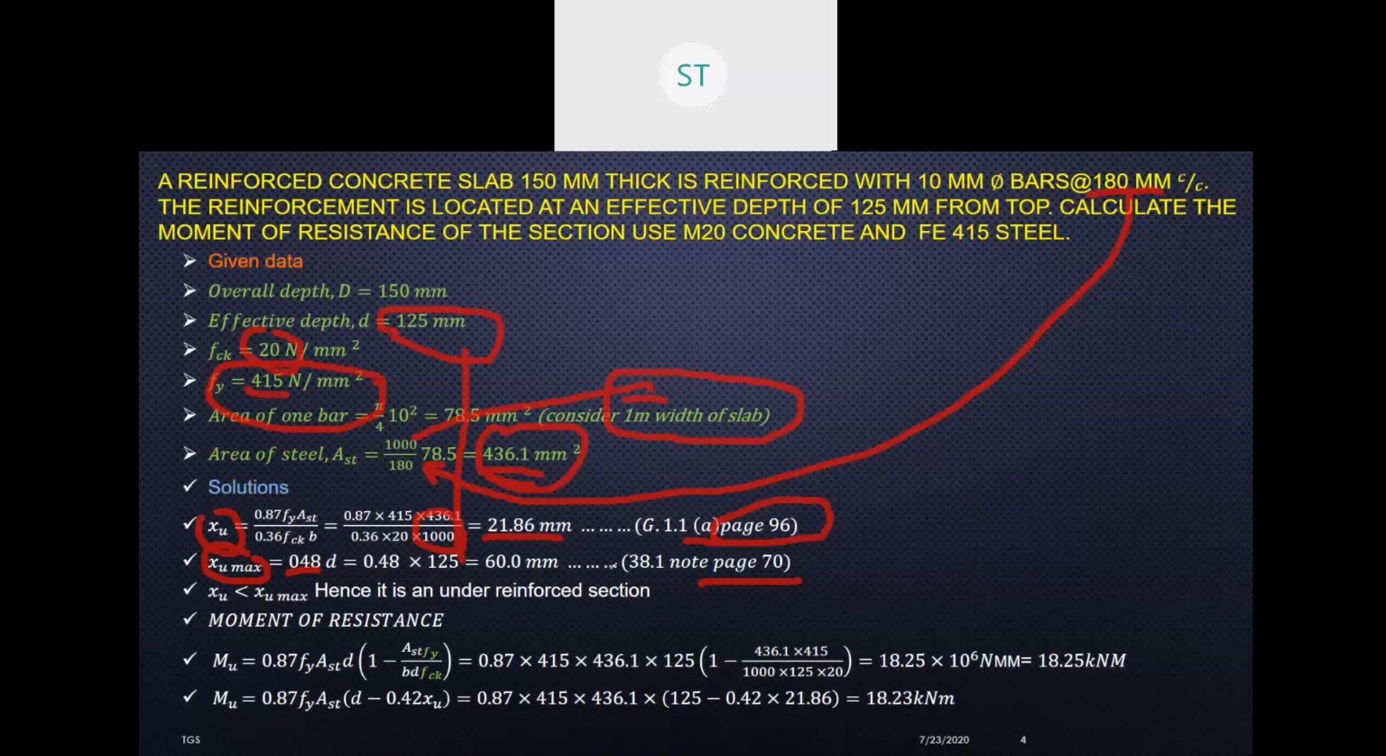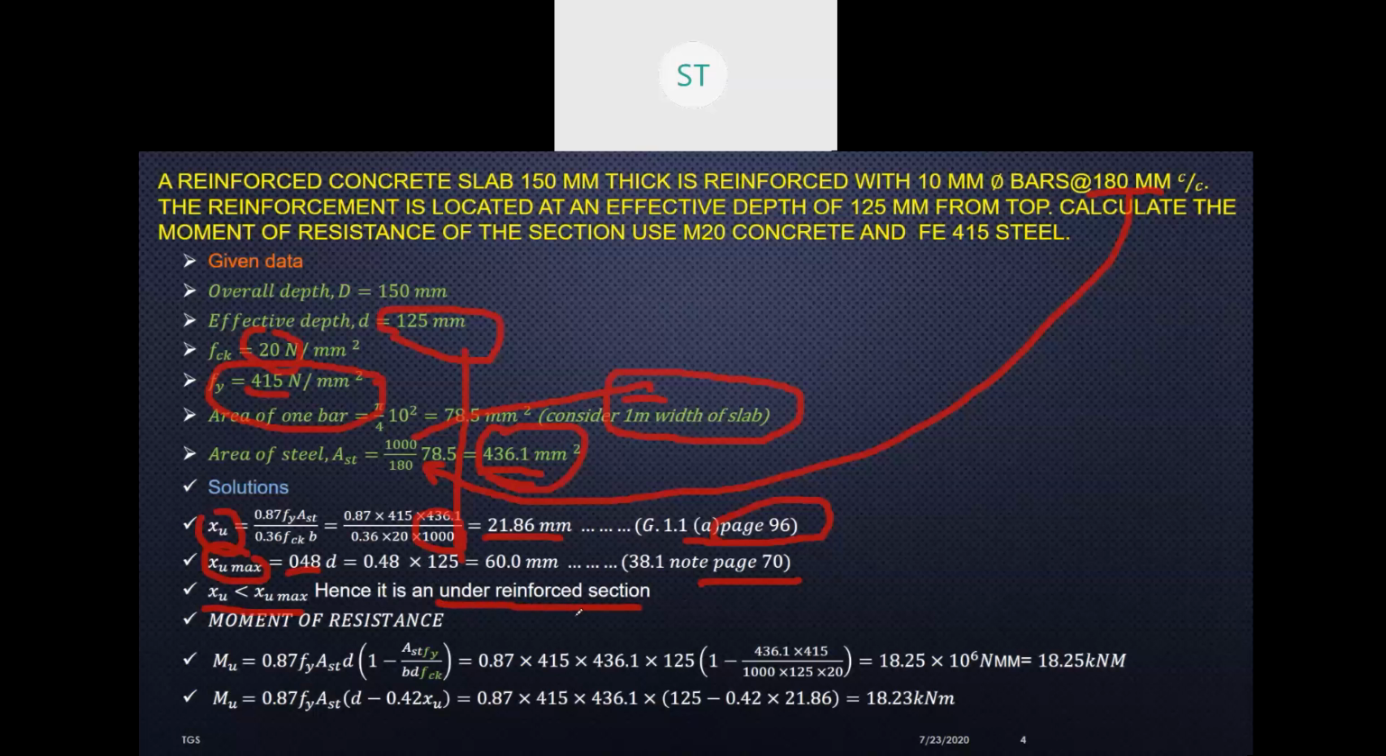So comparing these two, XU and XU max. Here XU is small, 21.86. The XU max is 60. So XU is less than XU max. Comparing, XU is less than XU max, so it is under reinforced section. And XU is less than XU max, the section is under reinforced section.